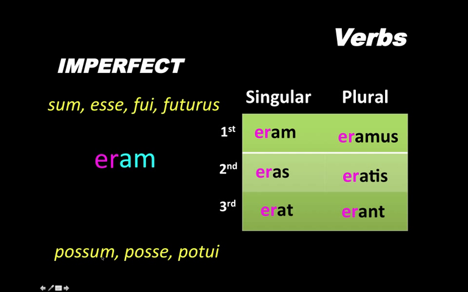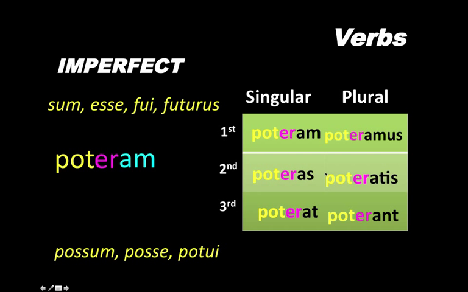When we want to go to the verb I am able, we're going to follow the same pattern as we did before and use the pos or the pot prefix. Here we'll use pot because they all begin with the letter E. So now we're left with poteram, I was able, you were able, he, she, or it was able, we were able, y'all were able, they were able.